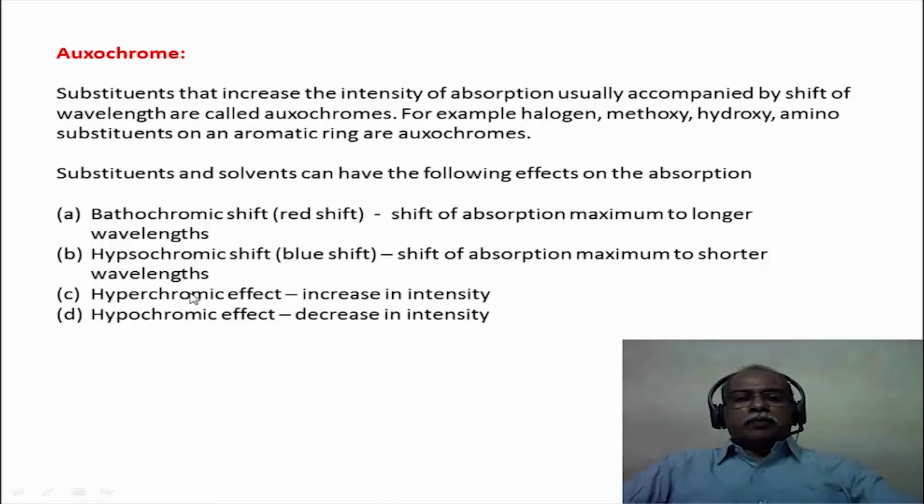Hyperchromic shift and hypochromic shift have to do with the intensity. If the intensity increases because of the presence of an auxochrome, then the auxochrome is said to have a hyperchromic effect, with an increase in the intensity. If the auxochrome causes a diminishing of the intensity, then it is called a hypochromic effect, which is a decrease in the intensity. So in other words, here we are dealing with the epsilon values, whereas for the bathochromic shift and the hypsochromic shift, we are dealing with the lambda max of the particular transition.